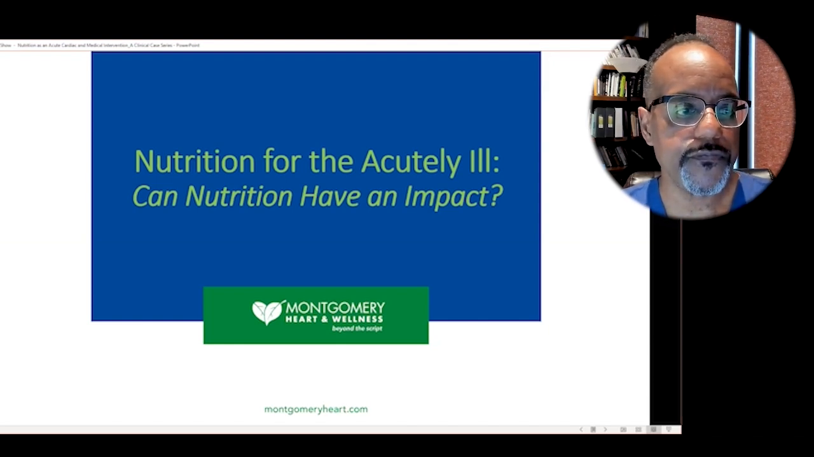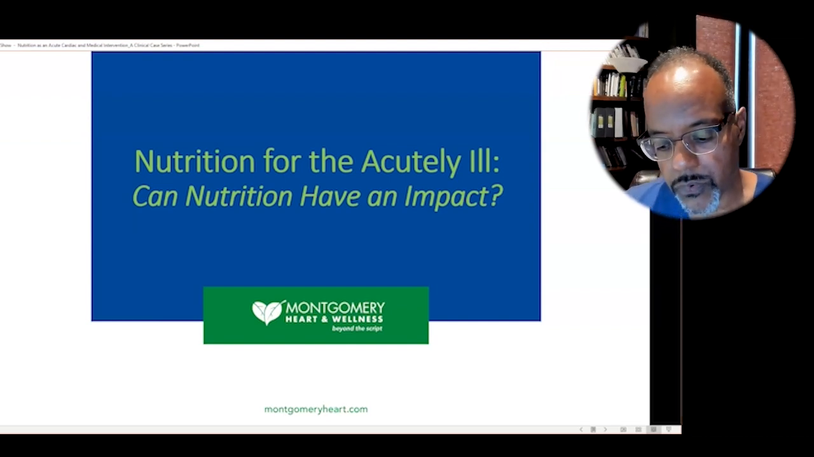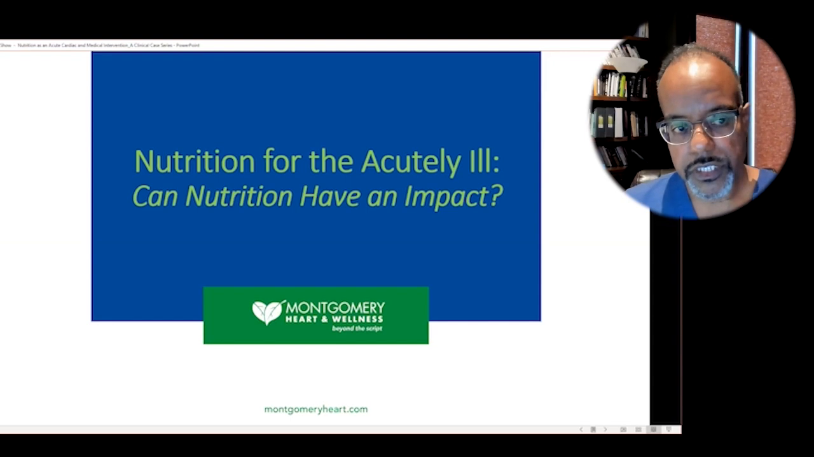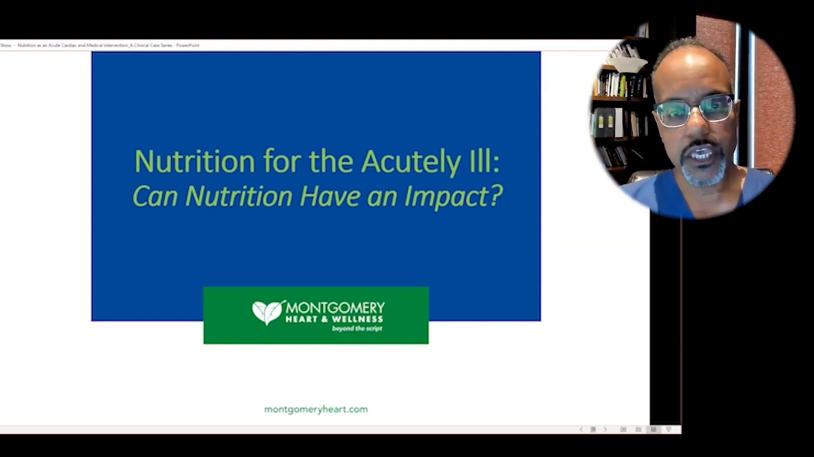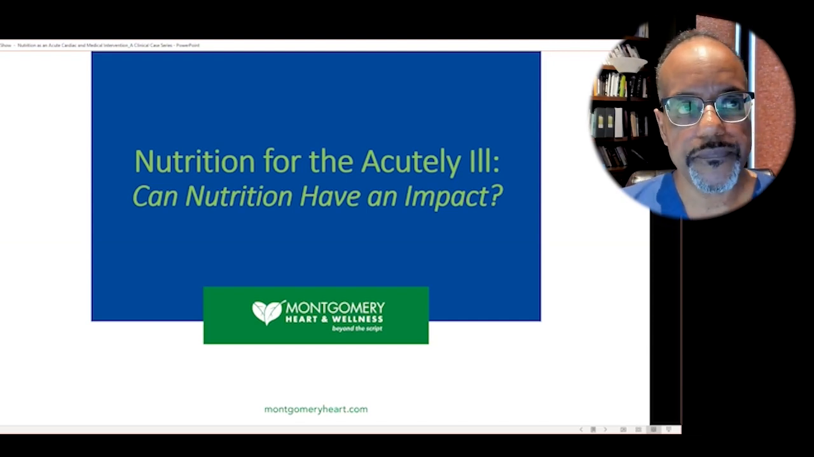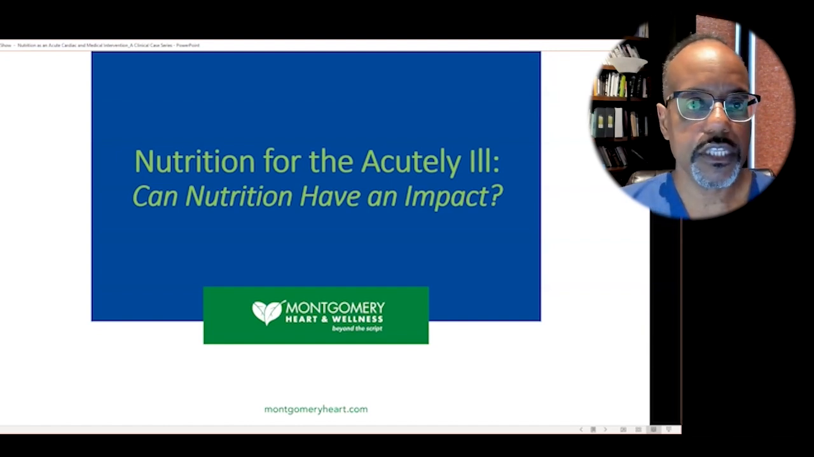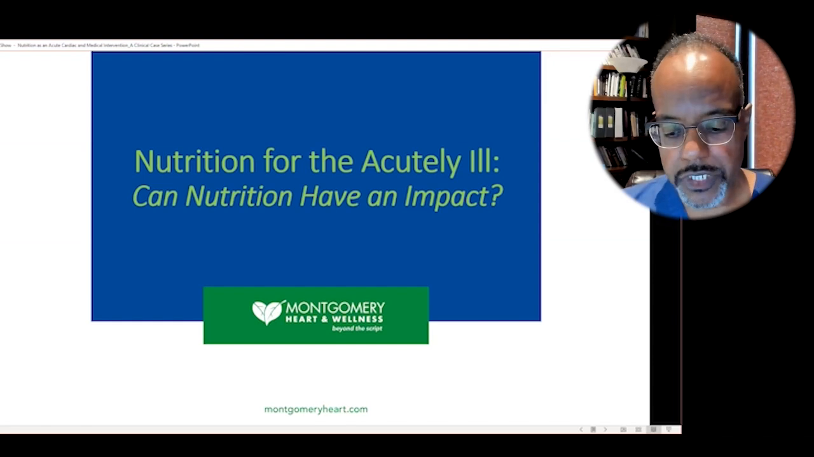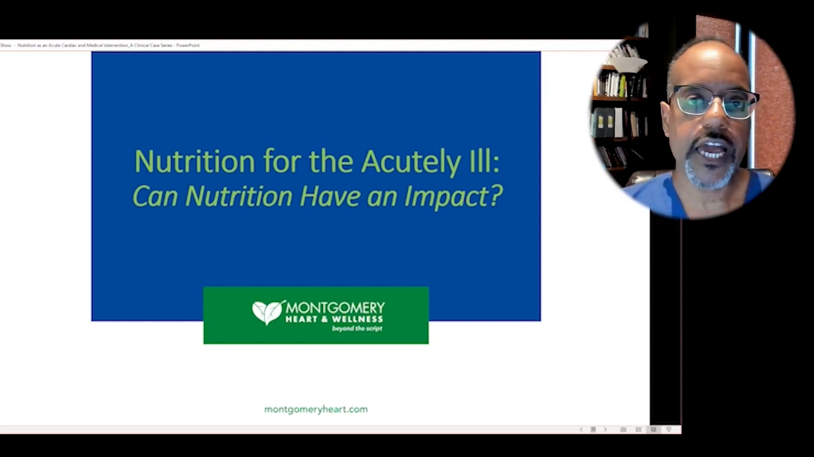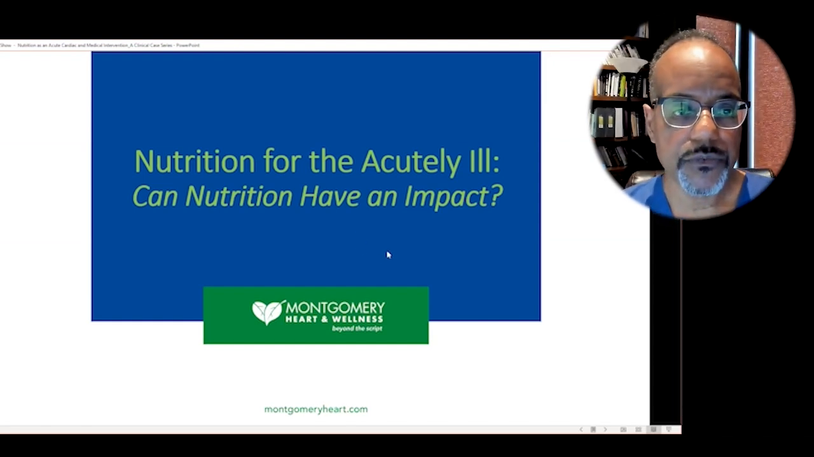So nutrition for the acutely ill, can nutrition have an impact? As I alluded to before, it's great to say, eat a healthy diet and over time you'll be healthier. You can exercise, et cetera. And I think we inherently know this, especially in people who are out and about. But what about someone who's having a heart attack, or someone who's in the hospital, in the ICU, or someone who is acutely ill in the office? Can nutrition have an impact in a matter of hours, days, or weeks? And that's what we want to learn.